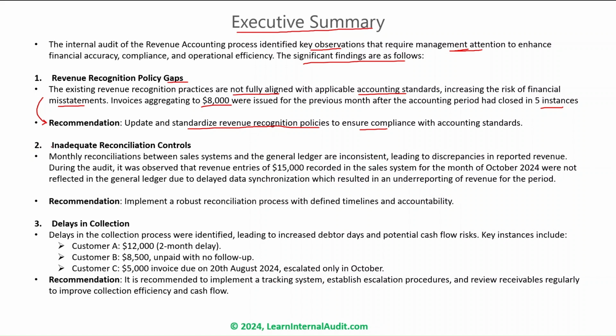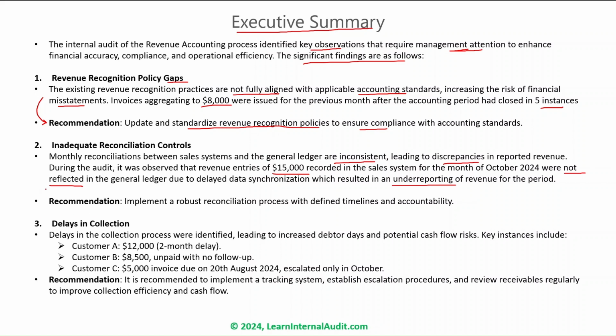The next point is the inadequate reconciliation controls. Monthly reconciliations between the sales system and the general ledger are inconsistent, leading to discrepancies in the revenue reported. During the audit, it was observed that revenue entries of $15,000 recorded in the sales system for the month of October 24 were not reflected in the general ledger due to delayed data synchronization, which resulted in an underreporting of revenue for the period. This underreporting of revenue is critical so that the management knows the impact. While we are highlighting an observation, we are also ensuring that the root cause and the risk are built in here. This underreporting of revenue is going to impact the financial statements. That is why it has become a part of the executive summary.